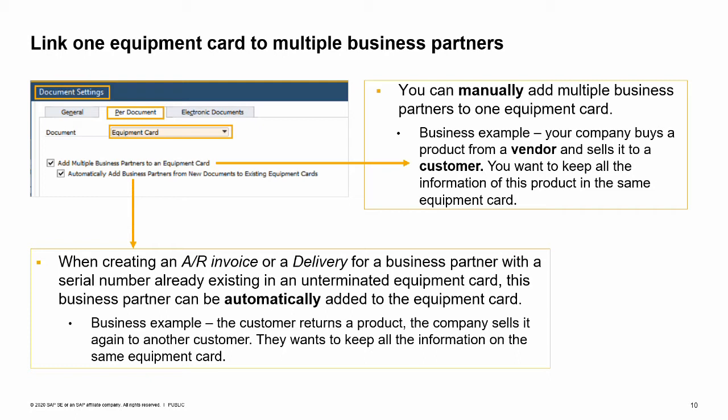The other option is, automatically add business partners from new documents to existing equipment cards. This will be used in cases of creating an AR invoice or a delivery for a business partner with a serial number already existing in an unterminated equipment card. The business partner will be automatically added to the equipment card. For example, if your company sold a product to a customer who then returns it, the company can sell the item with the same serial number again to another customer that will be added to the same equipment card.